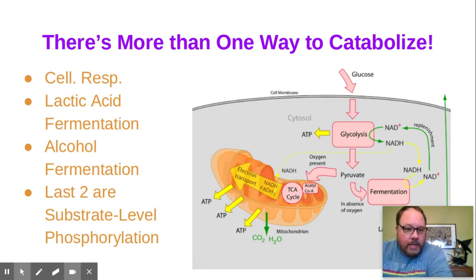Now, there are different ways to catabolize or break down glucose to make ATP. The traditional route that we've looked at is cellular respiration. You go through glycolysis, citric acid cycle, and then oxidative phosphorylation. That happens when you have lots of oxygen. But are there circumstances where cells don't have sufficient oxygen to continue to power things? Well, yeah. So then we're going to look at some other ways to make ATP.